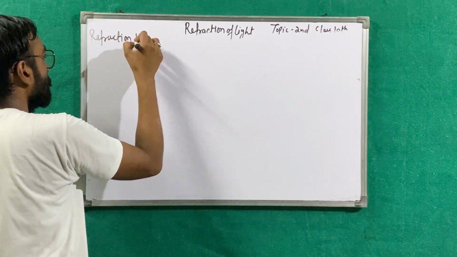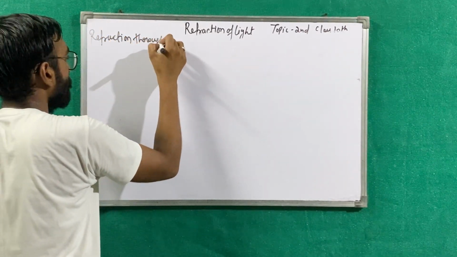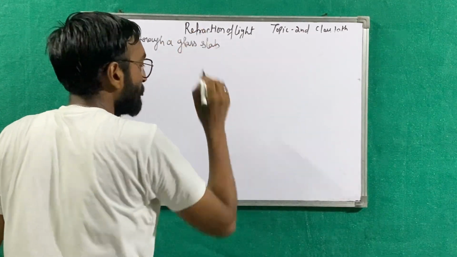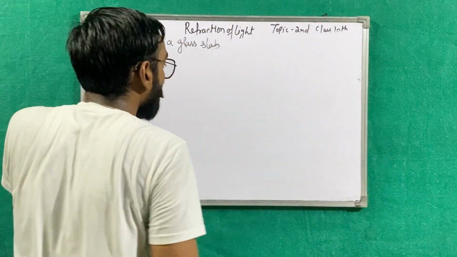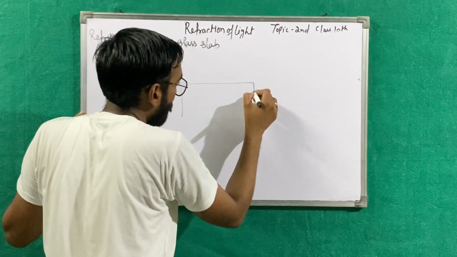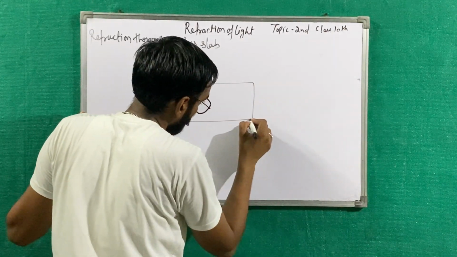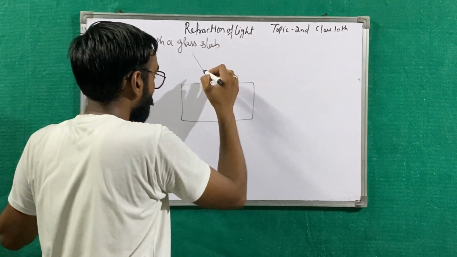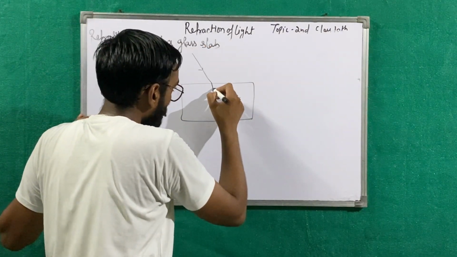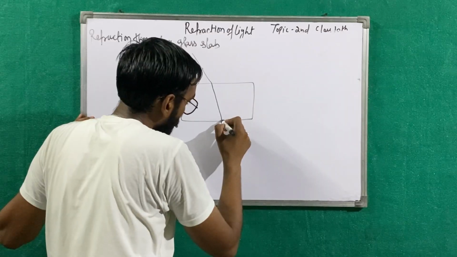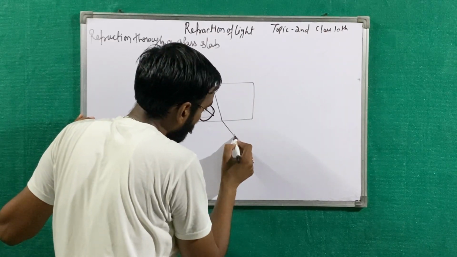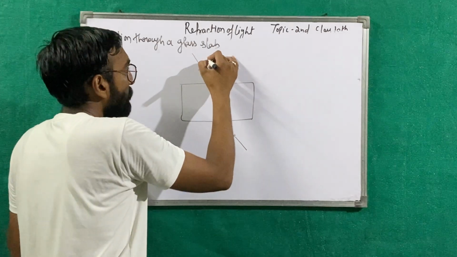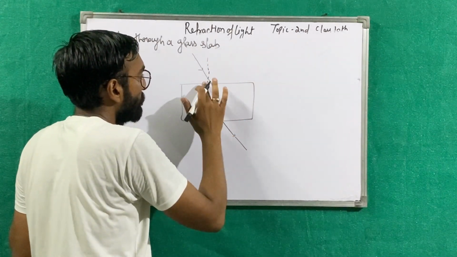Refraction through a glass slab. In this we have a glass slab, and a light strikes on it, changes its path, and again after striking changes its path. So this is the path changed by the light.